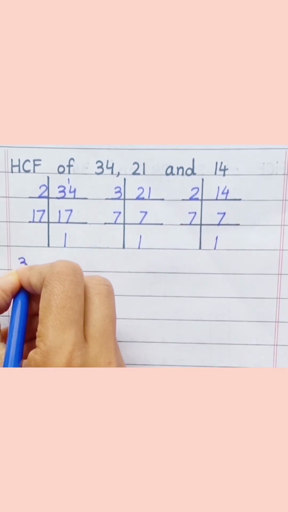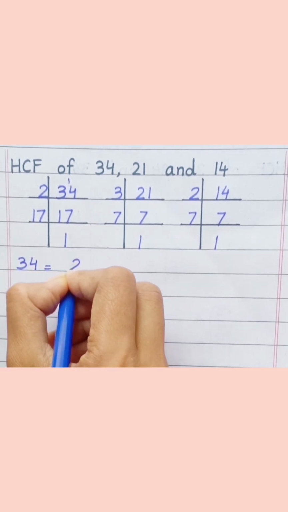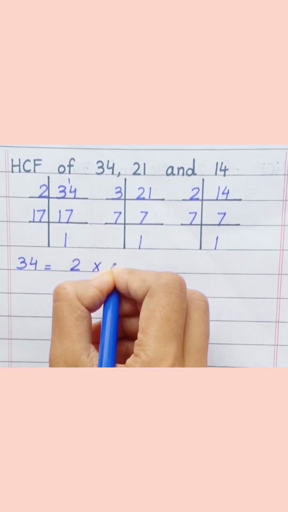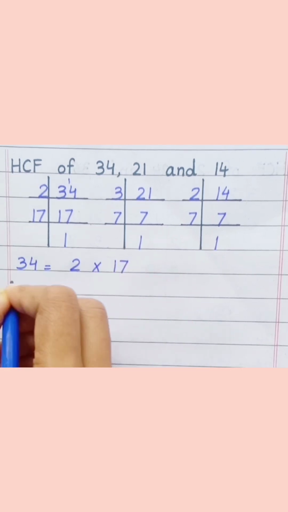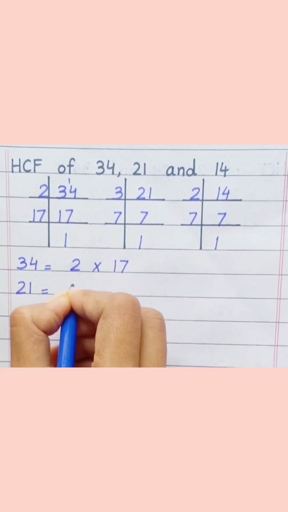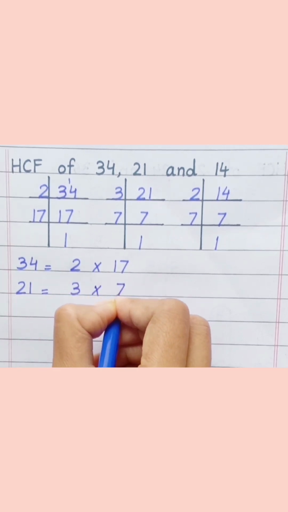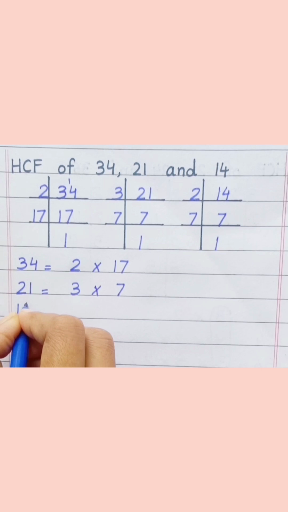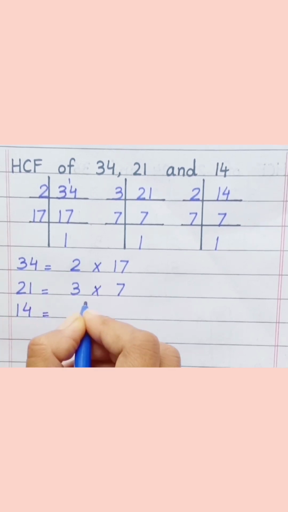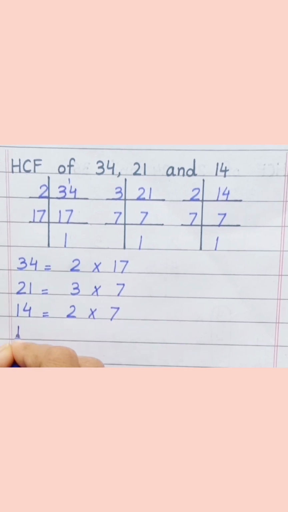34 equal 2 multiply 17. 21 equal 3 multiply 7. 14 equal 2 multiply 7. There is no common factor, so HCF equal 1.